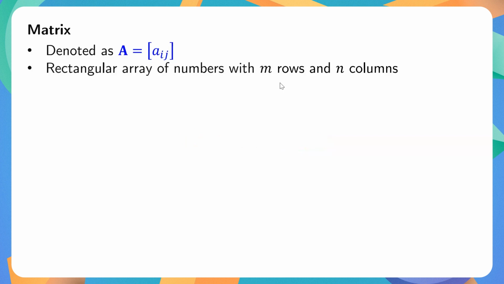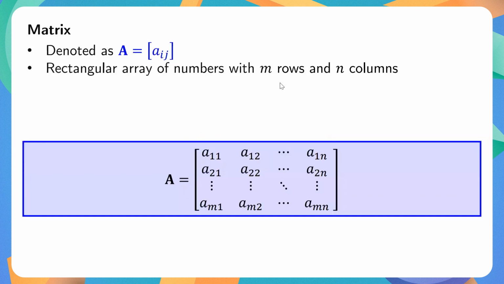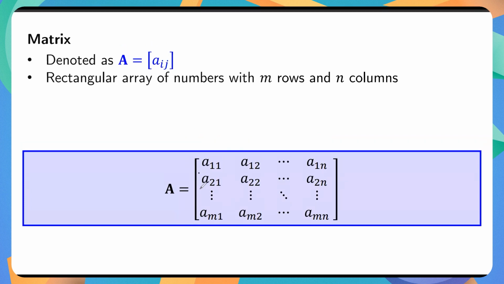It's a rectangular array of numbers with m rows and n columns. So this is an example of a matrix, and as you can see, it has a lot of elements inside it. It has m rows, so we are referring to this side. This is the first row, second row, and then this is the mth row.